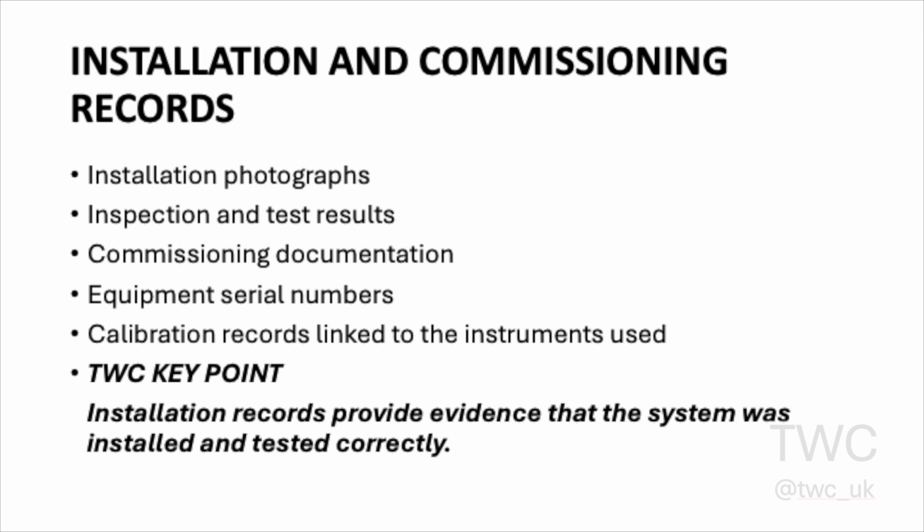Installation and commissioning records provide evidence that the system was installed, inspected, and tested correctly. Typical examples include installation photographs, inspection and test results, commissioning sheets, and equipment serial numbers. Where measuring instruments are used, installers should also be able to demonstrate that the instruments were suitably calibrated and traceable to the records being reviewed.